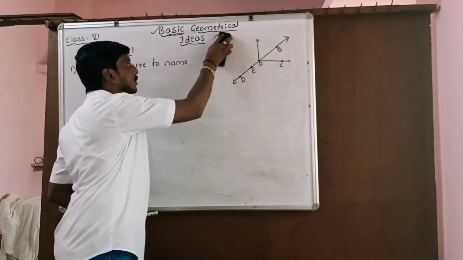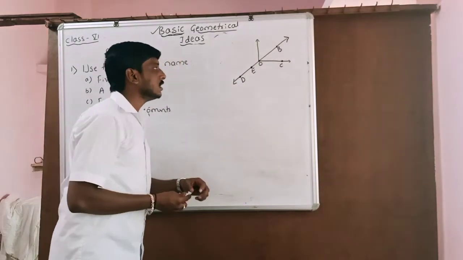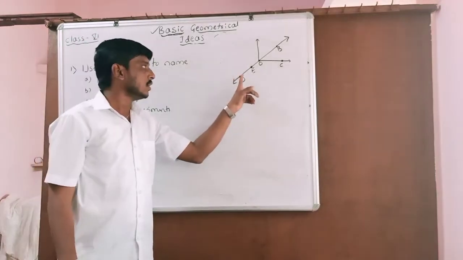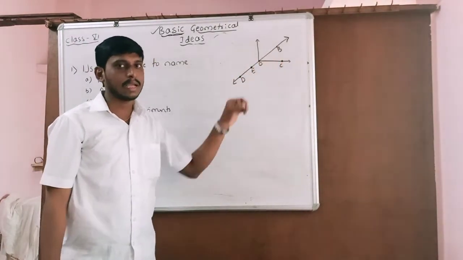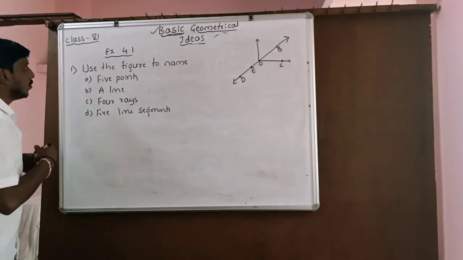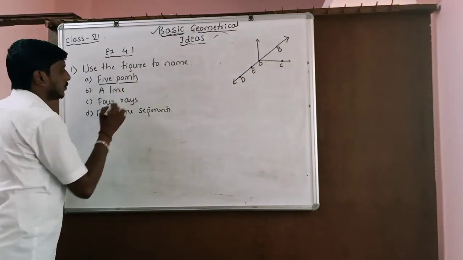So what is the first one? See, by using this figure. This is the figure, the points are D, E, O, B and C. Okay, so what is the first question? 5 points. What is the first question?